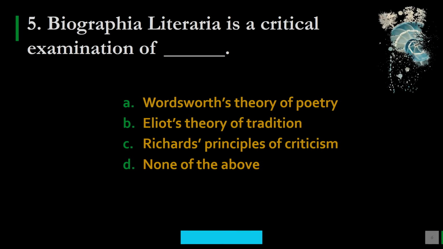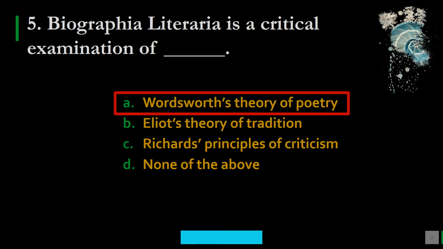Question number 5. Biographia Literaria is a critical examination of dash. Options are A. Wordsworth's theory of poetry, B. Eliot's theory of tradition, C. Richard's principles of criticism, and D. None of the above. I hope this is a simple question. Please note down your answer, and the correct option is A. Wordsworth's theory of poetry. As we found that in the preface we have Wordsworth's theory, and as a reply to this theory S.T. Coleridge composed Biographia Literaria.